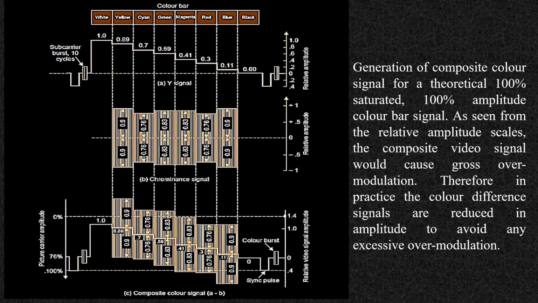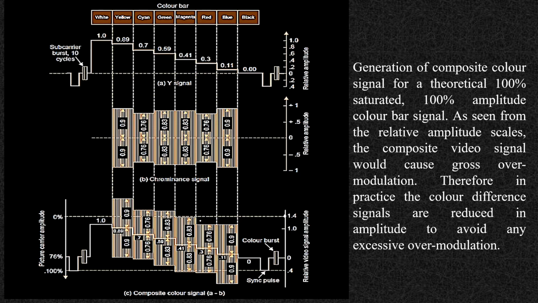So here they have shown you the composite color signal for a theoretical 100% saturated, 100% amplitude color bar signal as seen from the relative amplitude scales. So you can see the composite video signal will cause over modulation. Therefore in practice the color difference signals are reduced in amplitude to avoid any excessive over modulation. So how much over modulation is allowed? 33% over modulation is still allowed, but they are exceeding that 33% also.